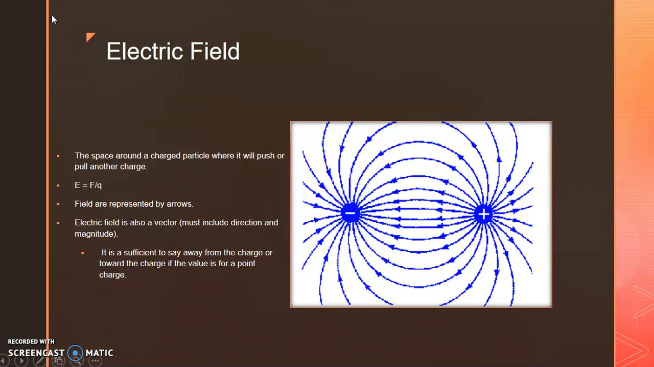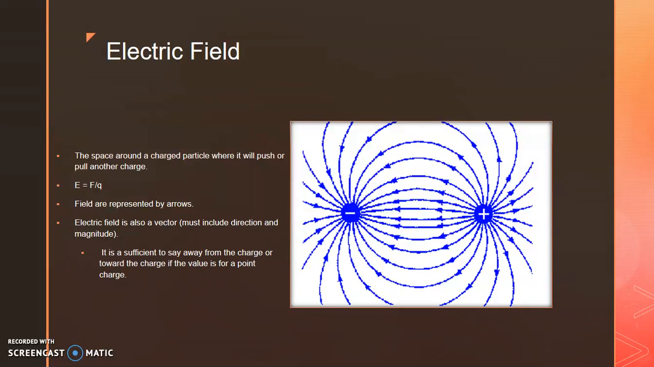Electric fields. The space around a charged particle where it is pushed or pulled by another charge. You have an equation that talks about the electric field, and it's E equals F divided by Q. Fields are represented by arrows. Electric field is also a vector, so make sure you have this clear because you must include direction and magnitude when asking about electric fields.